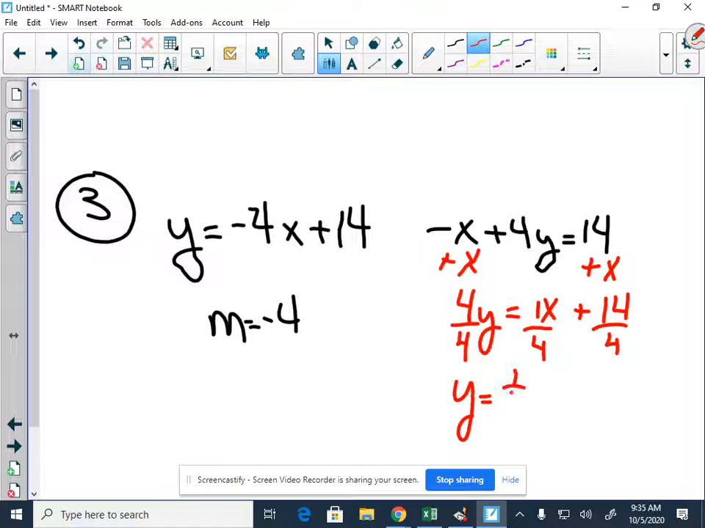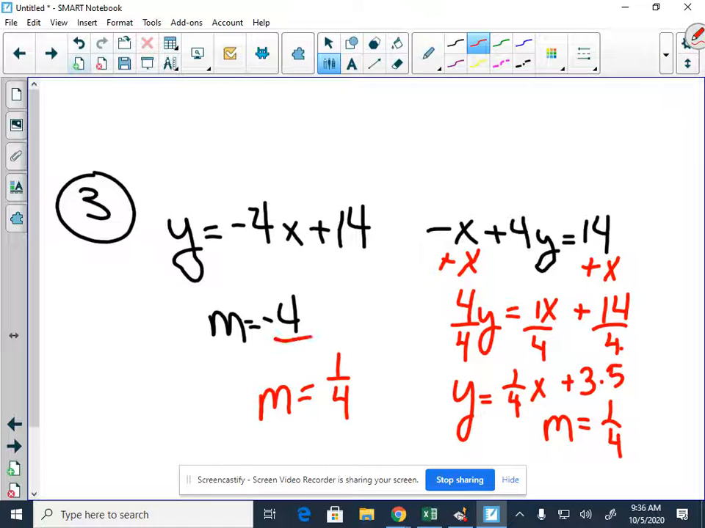Y equals 1/4 x. You're like, where'd the 1 come from? Remember, an x always has a 1 on it. Plus, this one, if you divide it out, 14 divided by 4 is 3.5. It's really not that important. The slope is 1/4. Let's compare these slopes. If you flip this one, you get 1/4. One of them's negative, the other one's positive, so they're opposites. So if that's the case, if one's positive, one's negative, and they are reciprocals, those lines are perpendicular.